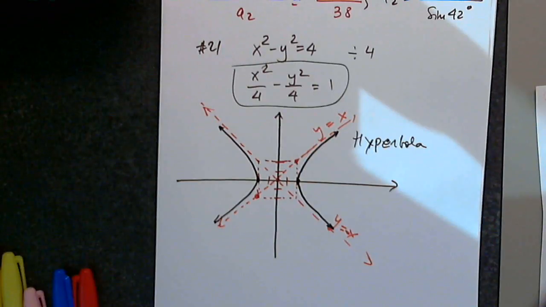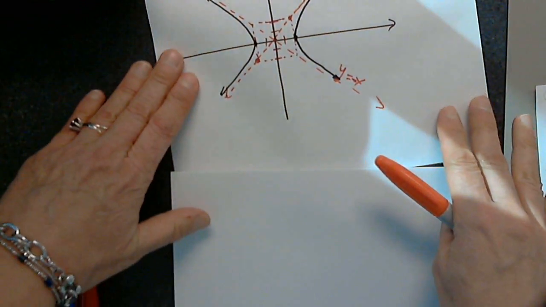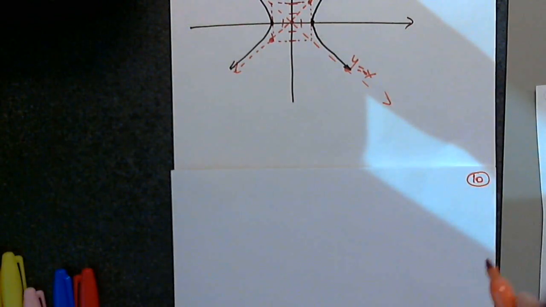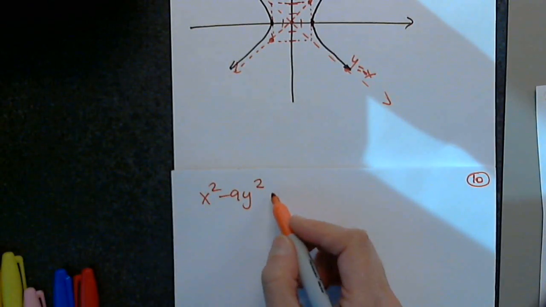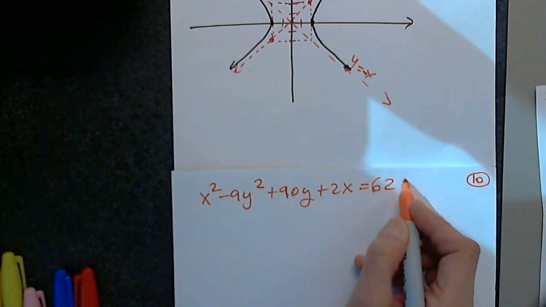What about the extra credit, 23? Or you have something else in mind? Yeah, let's do that. Good. So x squared minus 9y squared plus 90y plus 2x equals 624.